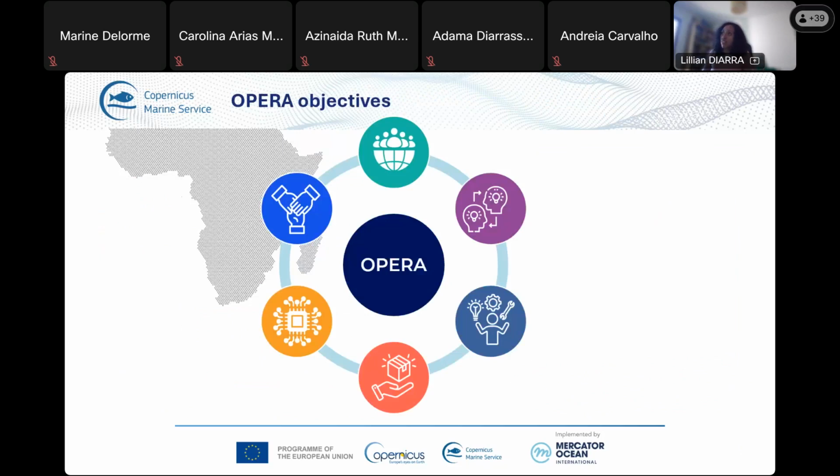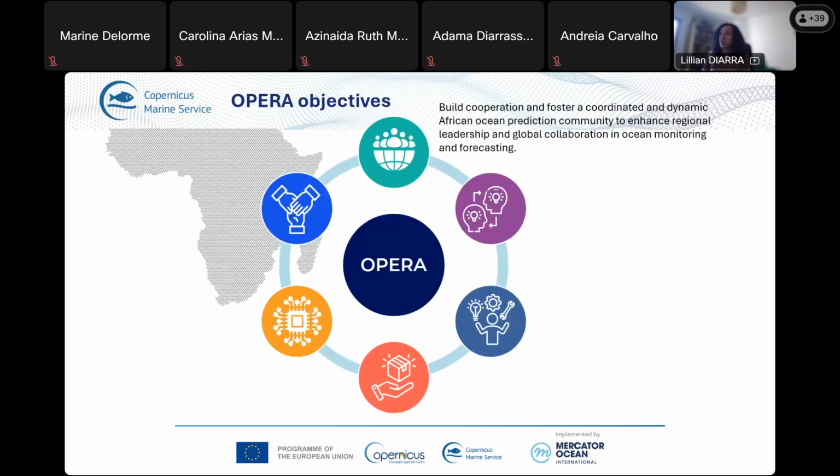So OPERA objectives, now to get into what is OPERA. So there's 6 objectives. The first one is really focusing on building a community around ocean forecasting and strengthening cooperation, and of course, growing Africa's voice and contribution in the international community of ocean forecasting. The second one is really to strengthen capacity building and really ensuring the community has better access and is able to use digital ocean resources.